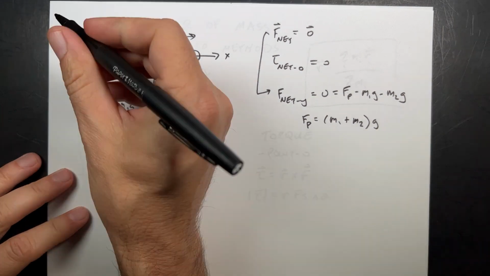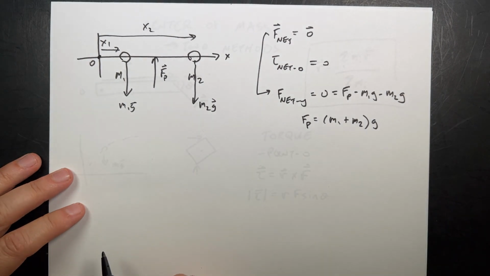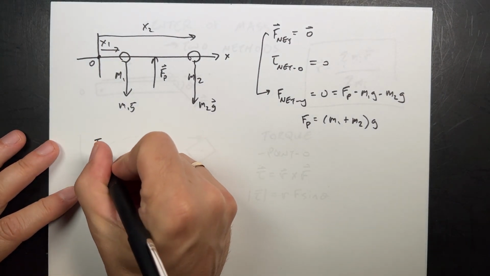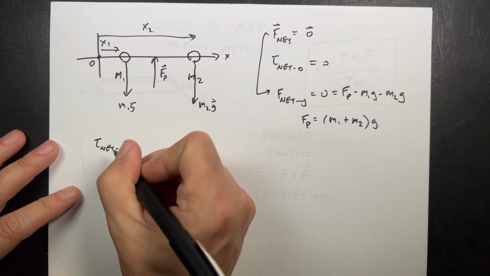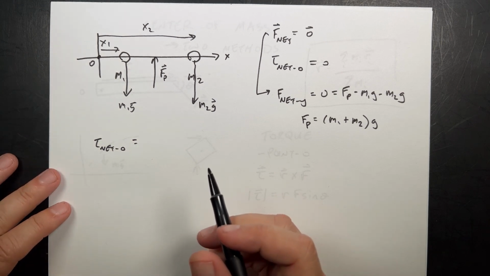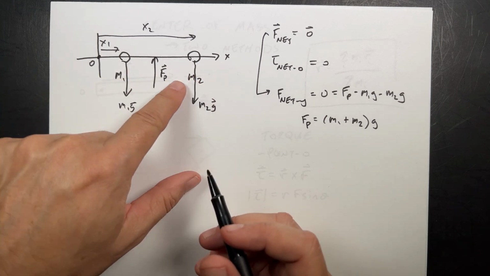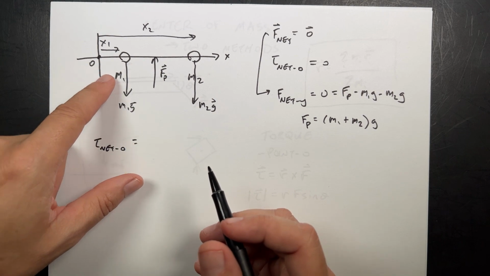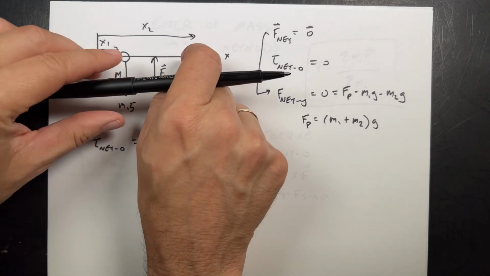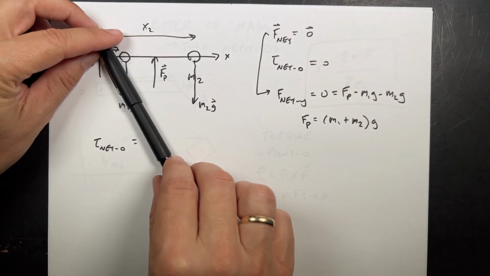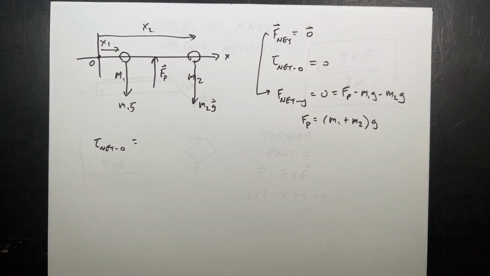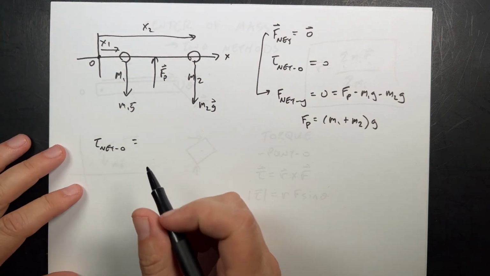Now, what about the torque? That's my point O right there. I want the net torque to be 0 also. So let's say torque net about point O. Okay, let's just start. One of the things is everything's at right angles, so that's going to be easy. The sine of 90 is 1. If this force would want to make this rotate clockwise, I'm going to call that a negative torque. If it would make it rotate counterclockwise, I'm going to call that positive. And you can use whatever you want as long as you're consistent.